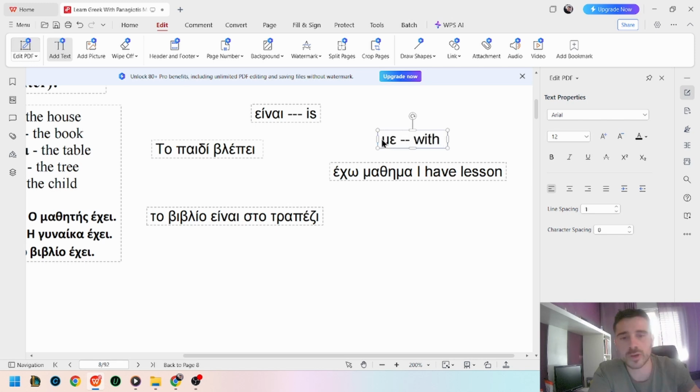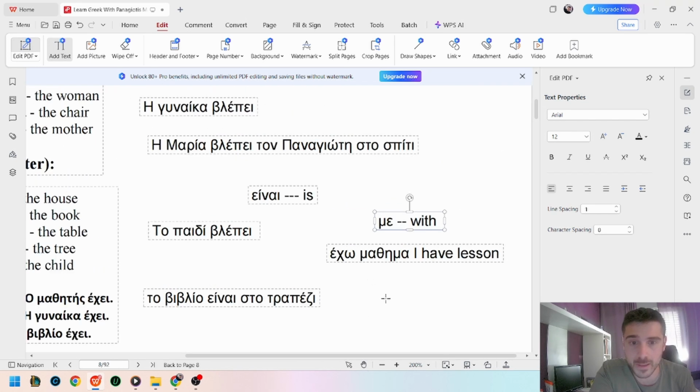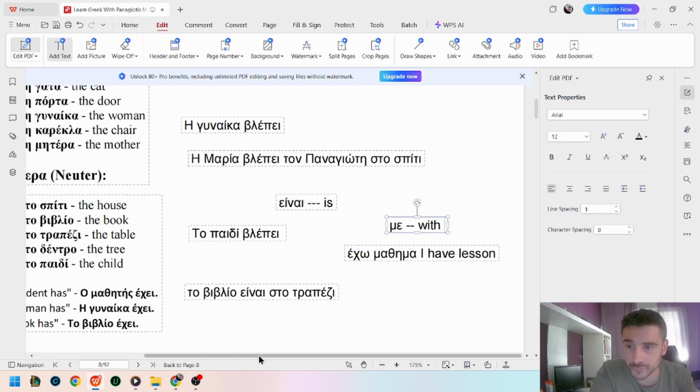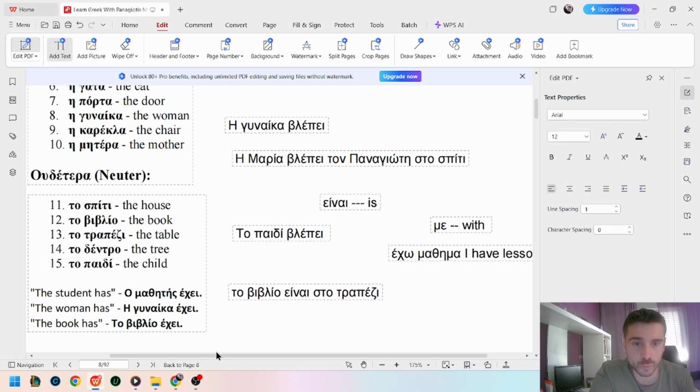Now, take 1 minute and try to write the sentence. Maria has lesson with Παναγιώτης at home. Maria has a lesson with Panagiotis at home. So, Maria, feminine word. So, Maria has lesson. We change the word ending for third person. Maria έχει μάθημα. That's the word for with. Με τον Παναγιώτη. Με τον Παναγιώτη, because Panagiotis is the object here.